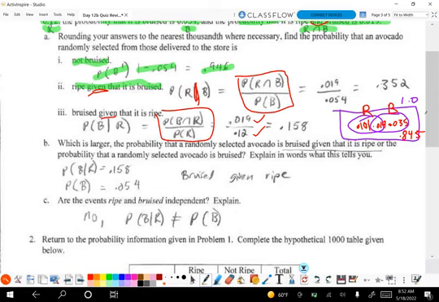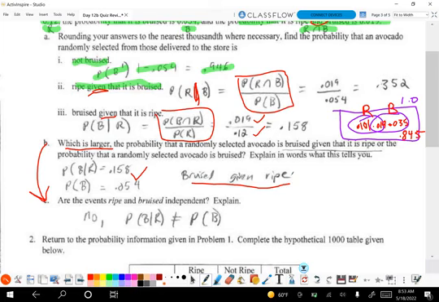Part 1B asks us to compare the probability of bruised given ripe and the probability of it being bruised. When they are asking us to compare these probabilities, they are heading towards part C, which is going to be talking about independence. So when I compare these probabilities, I can see that they are not the same. So what that tells me is being bruised affects whether the avocado is ripe or not, and the avocado being ripe affects whether or not it is bruised.